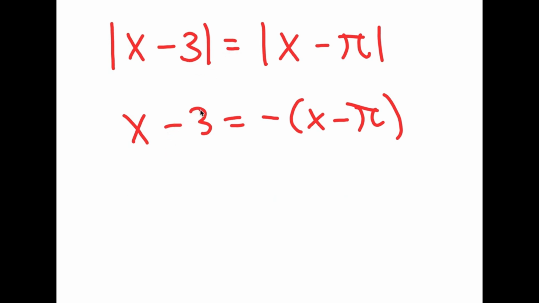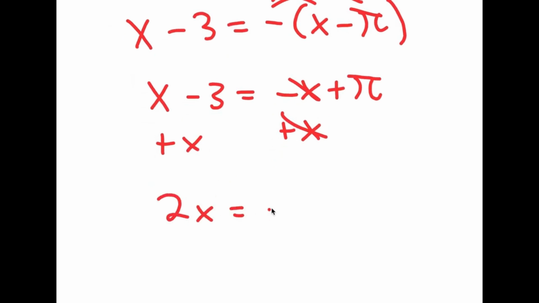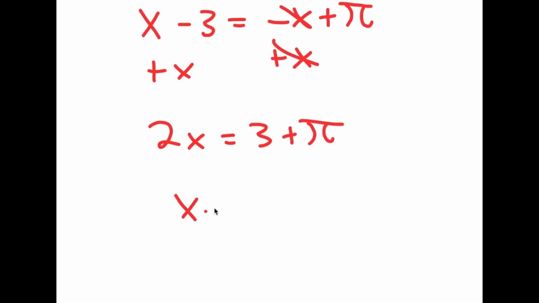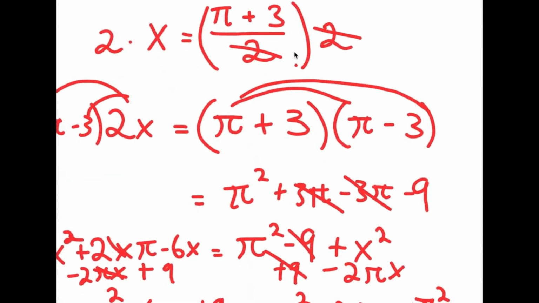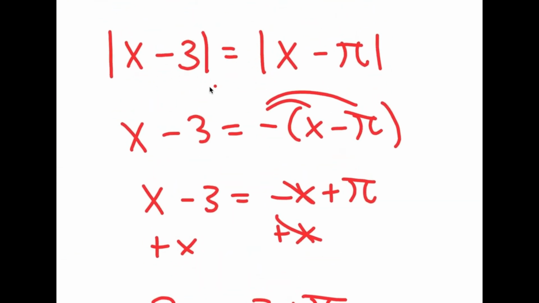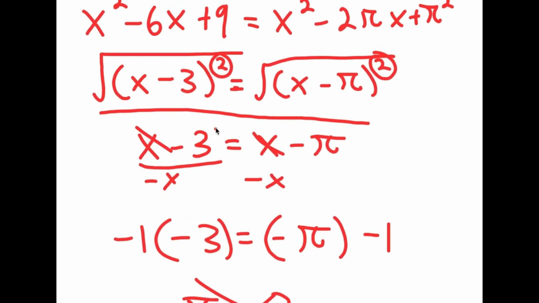If we want to solve x minus 3 is equal to negative x minus pi, we first have to distribute the negative sign. So I get x minus 3 is equal to negative x plus pi. Now if I add x on both sides, these two cancel out. So I get 2x is equal to 3 plus pi, and x is equal to 3 plus pi over 2, which, going back, is what we started with. So there you have it. That is something really important to know: the square root of a square isn't just the normal version, it's the absolute value of that.